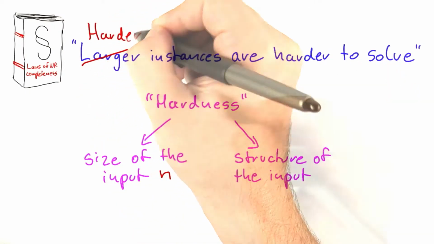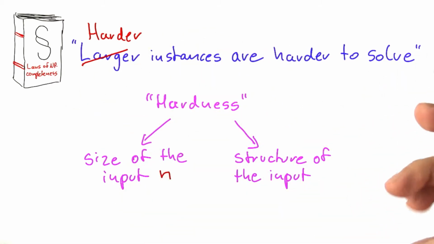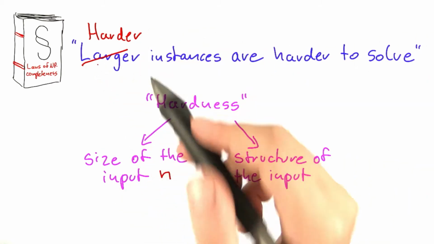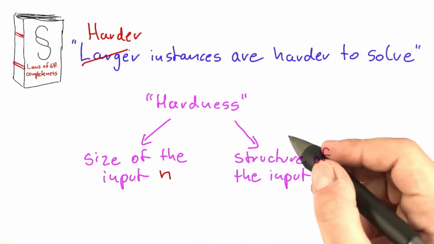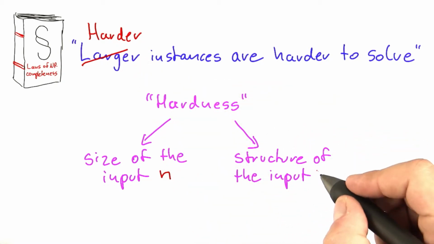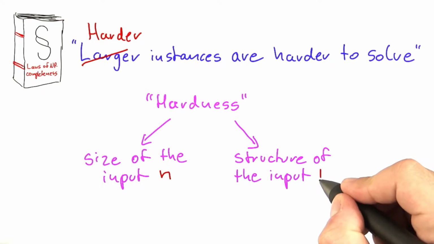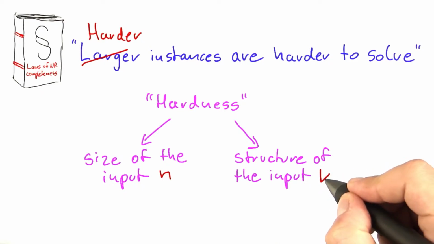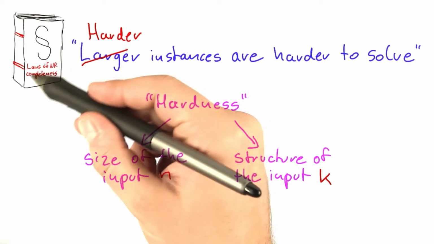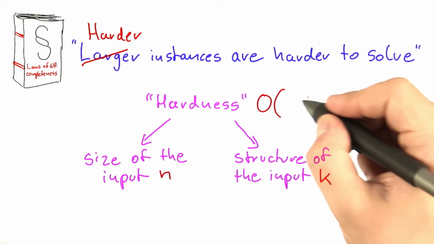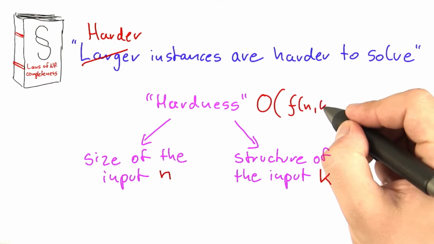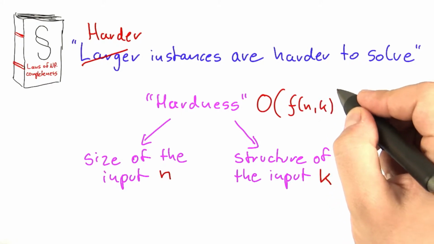This, of course, might seem like a bit of nitpicking, so the question is, is this actually useful? And the answer is yes. For some problems, you can actually express the structure of the input, and I'm soon going to show you how to do that, as a number k. And while in classical NP completeness you would measure hardness as some function of n, you can then measure hardness as a function of two parameters.